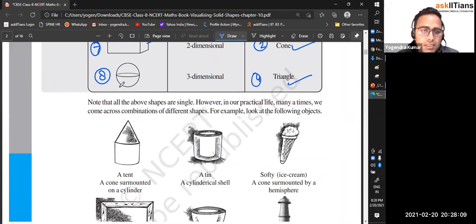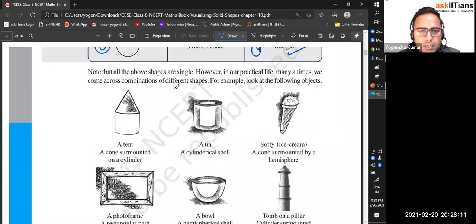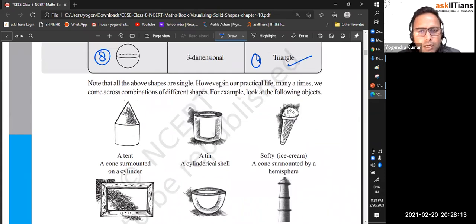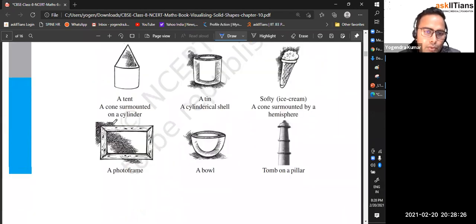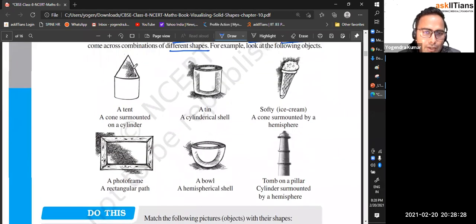Now let's study this further. Not all the above shapes are single. In our practical life, many times we come across combinations of different shapes, right? Because it is not a single shape only. We have the following things: a tent, a cone surmounted by a cylinder. So you can see a cone is there over this cylinder, right? There is a cylindrical shape. If you take a box, right, a box is there, and over that one cone is kept, right?